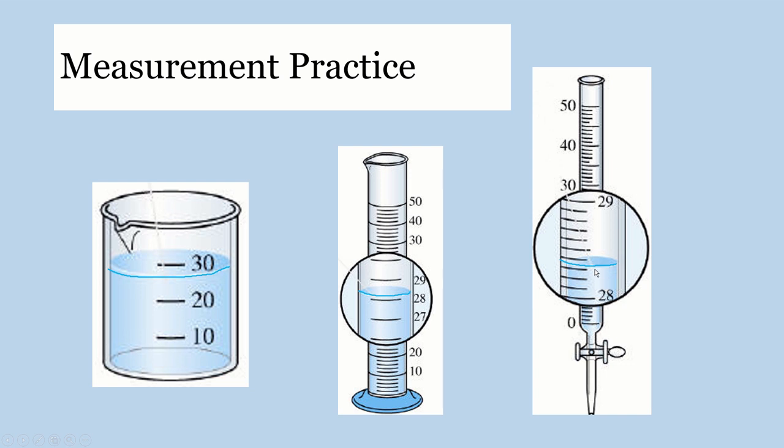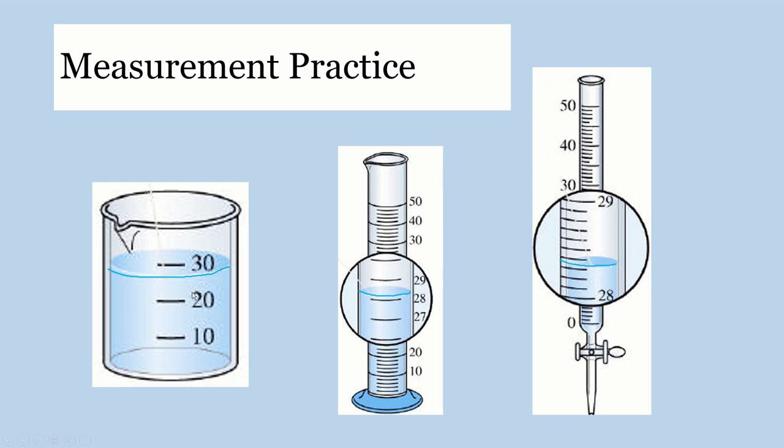This is called a burette. Burettes are kind of weird because they're typically labeled upside down. This one's not, but they're very long and thin. So let's measure what these are going to be using our rules. The rule says we measure everything that we know for sure. We write that down, and then we make one estimation.